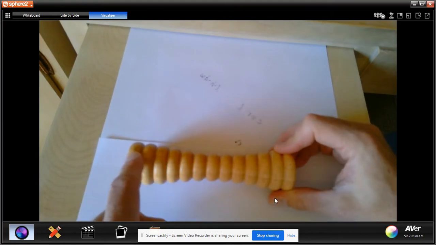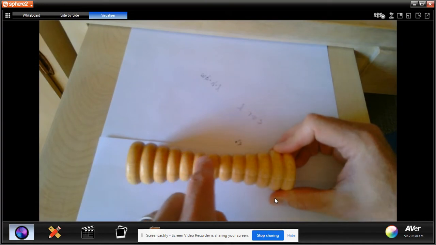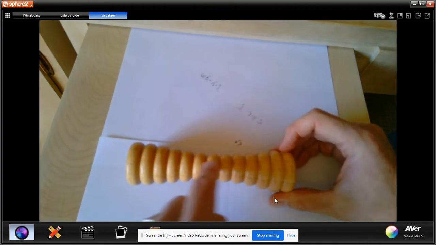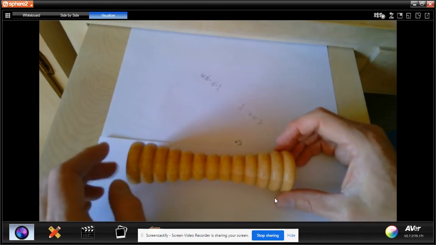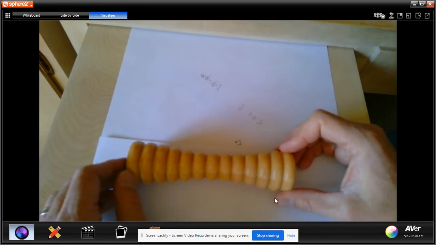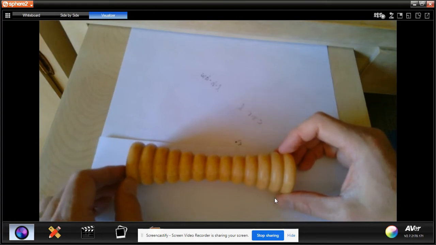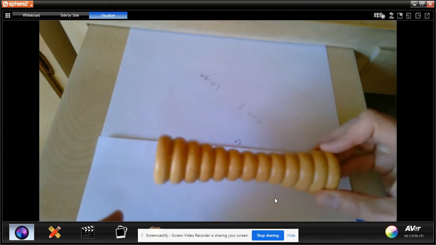And if we could come up with an equation for this bumpy edge down the side here, then we could use calculus to come up with the volume of this particular shape. Okay, so that is one example.